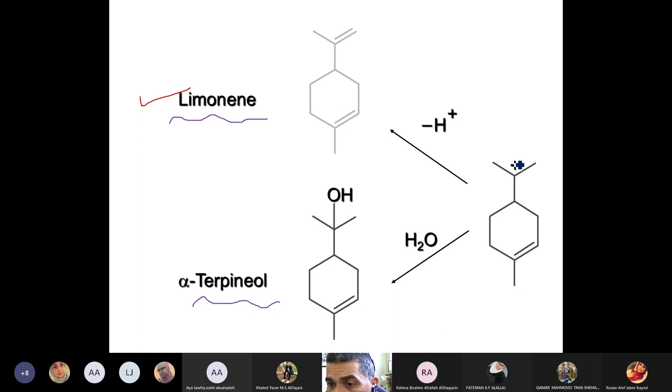Here, the carbocation could occur either by deprotonation to give us limonene, which is the monoterpene responsible for the odor of citrus, some citrus fruit, or by hydrolysis by water. And the OH here gives us alpha terpineol, which is responsible for the characteristic odor of Pinus sylvestris, the pine around you in the university.